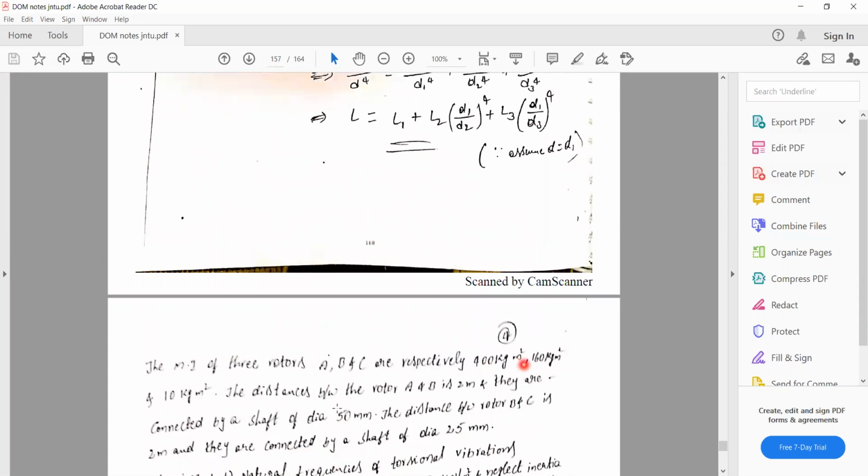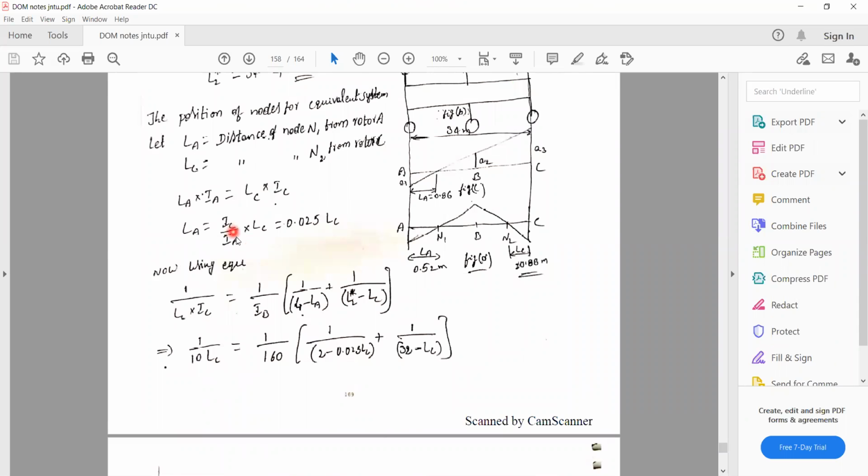So those are the 400, 160 and 10. Just observe that: 400, 160 and 10. In this, we substituted the values: 10 by 400 is the value, which is 0.025. So the relation between LA and LC is LA equals 0.025 into LC.